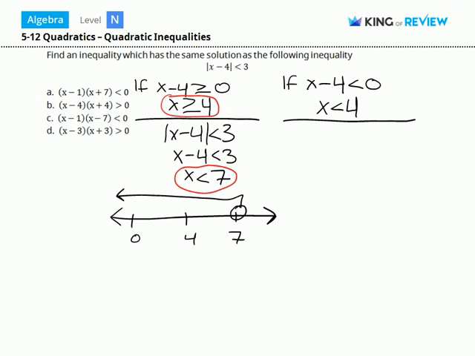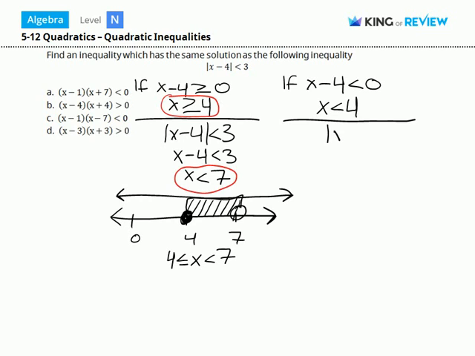And now let's plot x is greater than or equal to 4. We have a closed circle, and our arrow will be pointing to the right. So this region in here that I'm shading in is included in both inequalities. And we can represent this region by 4 is less than or equal to x, and x is less than 7.